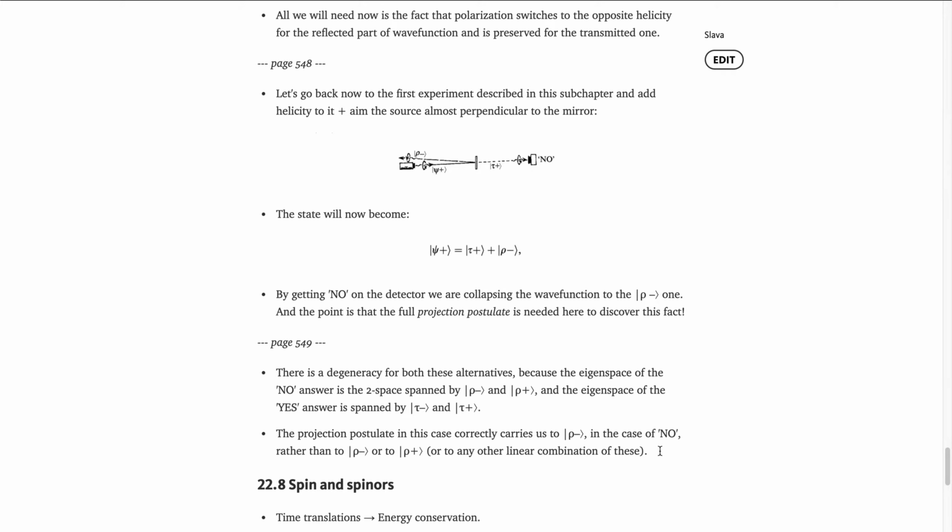So that's the example which Penrose uses to demonstrate the need for the projection postulate. So in this basic setup, we needed to guarantee that after measurement our system will be in the rho minus state, and it's based on the theoretical properties of spin and helicity here.